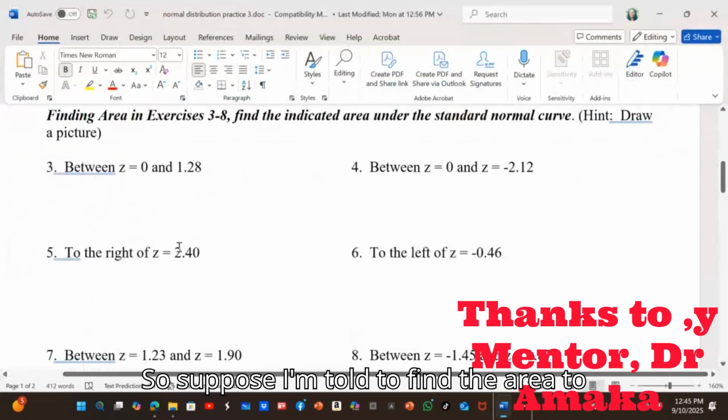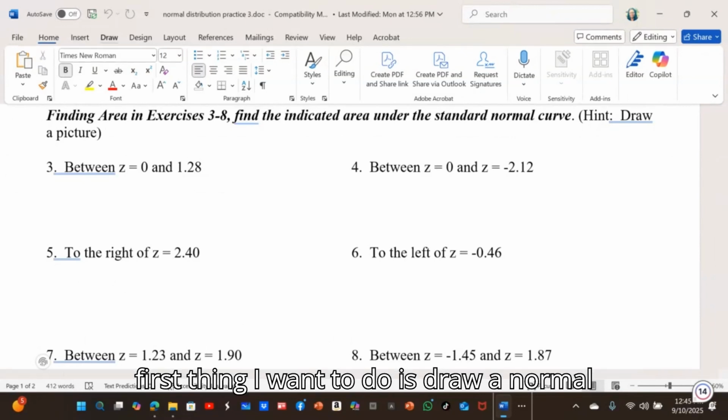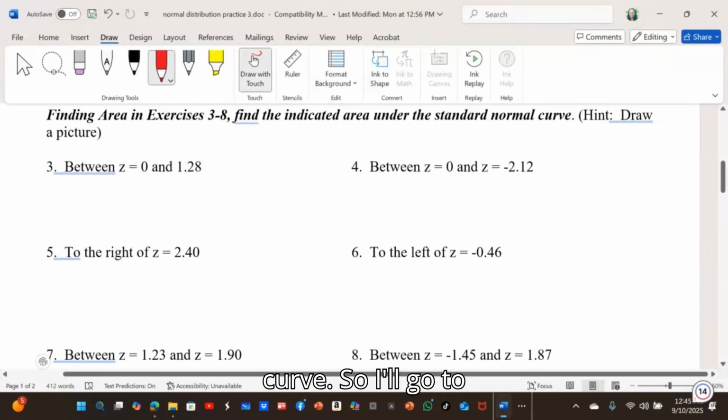Find the area to the right of 2.40. We found it with the calculator yesterday, but let's find it with the chart. Okay, so the first thing I want to do is draw a normal curve. So I'll go to draw a normal curve and show the indicated area.